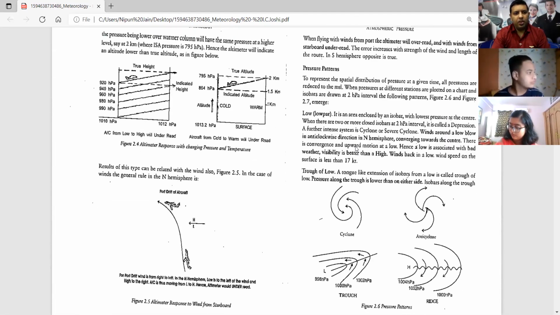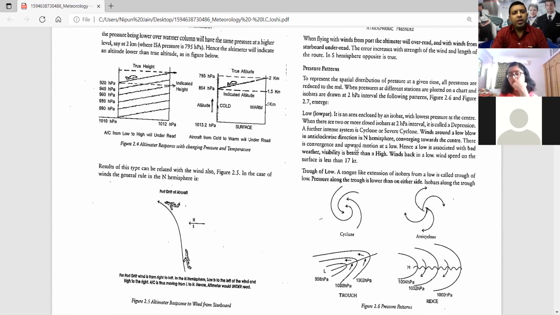Yesterday we looked at how the pressure will change, and how your true altitude and your indicated altitude will vary. This is what we saw yesterday, right? In high pressure, things will be different. In low pressure, things will be different. In high temperature, things will be different. In low temperature, things will be different. So you guys understood this yesterday? Both of you, Mehul and Vidisha. High to low, look down below. Low to high, you are up in the sky.